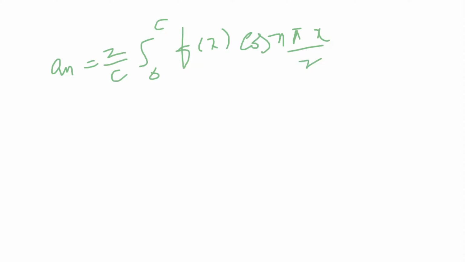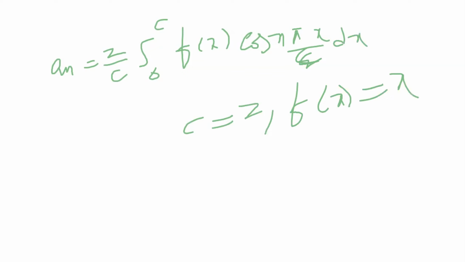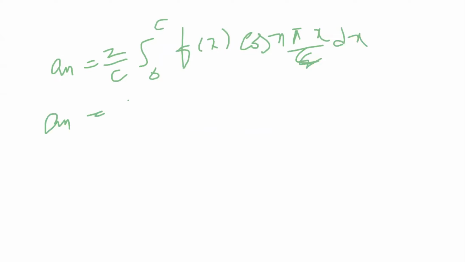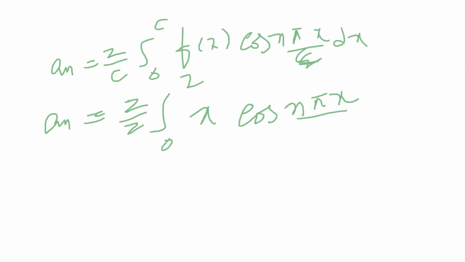So replace c equal to 2, we know that c equal to 2 and f of x equal to x. Replace c equal to 2 and f of x equal to x in the an. The an is converted, an equal to 2 by 2 integral 0 to 2 x cos n pi x by 2 into dx. So 2 to cancel, an equal to, so we have to apply the integration by parts.